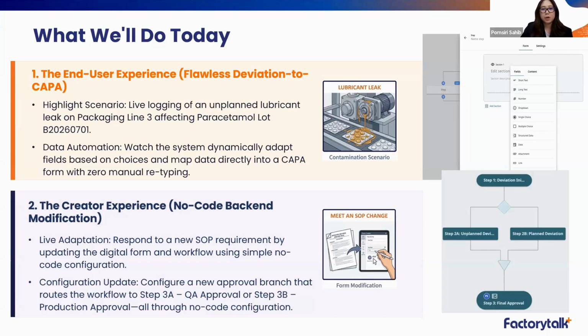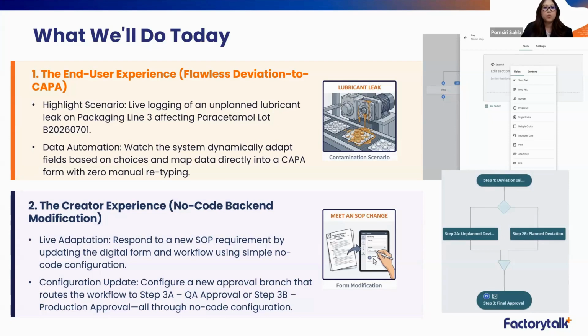We will simulate a real manufacturing scenario. We will log an unplanned deviation, lubricant leak on the packaging line 3 during the production of paracetamol lot B202, right? As we complete the deviation form, you can notice how the form dynamically adapts based on the information entered into the form, and how the system automatically transfers the relevant information into the CAPA record without any manual re-entry.